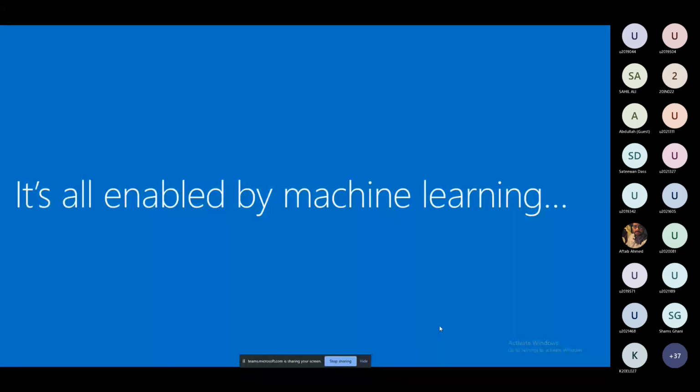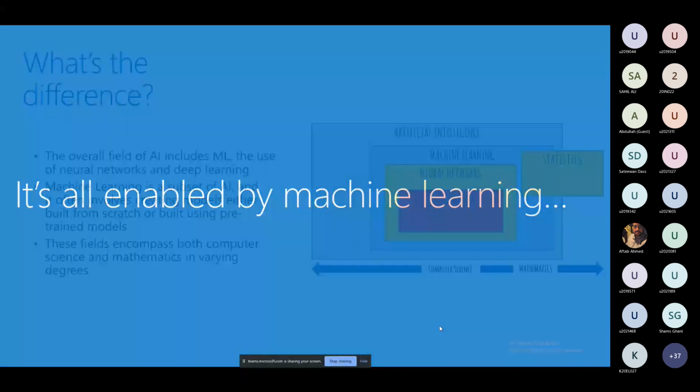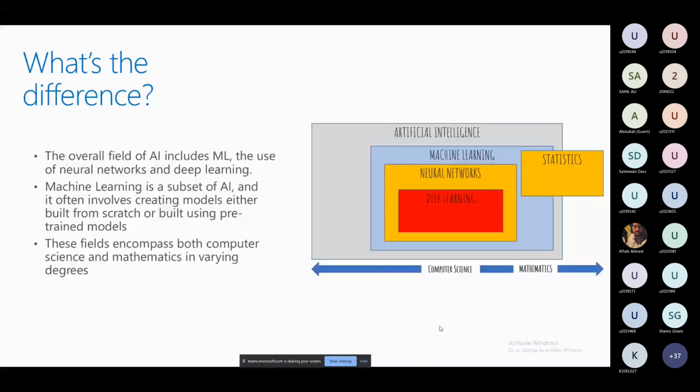So all of this is enabled by machine learning. Now, that begs the question, what is machine learning, and how is it different from artificial intelligence? So machine learning is basically a subset of, or a method of implementation of artificial intelligence. It isn't necessarily separate from artificial intelligence, but yeah, machine learning uses things like neural networks and deep learning.